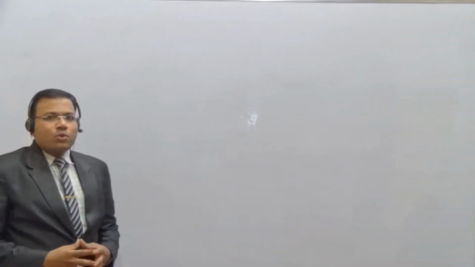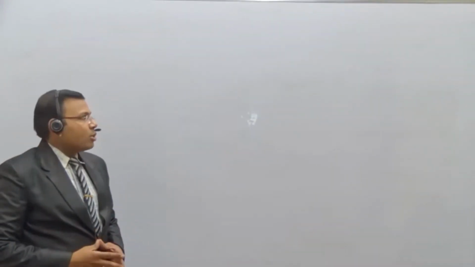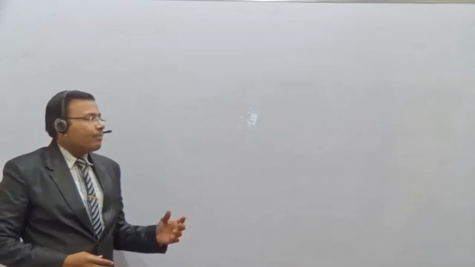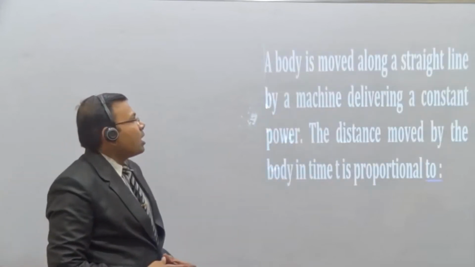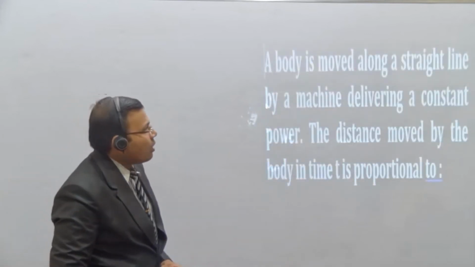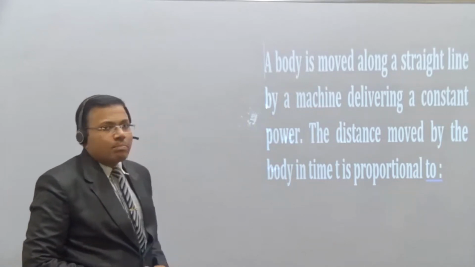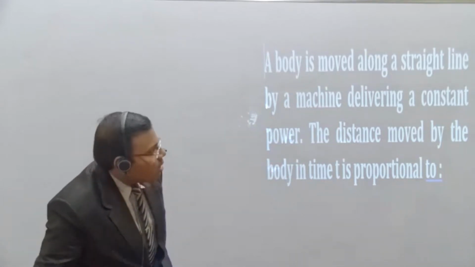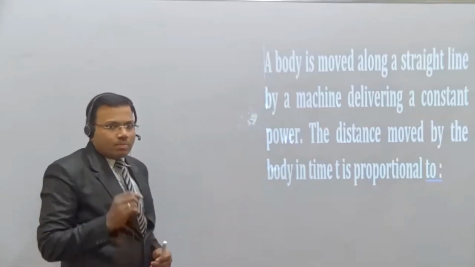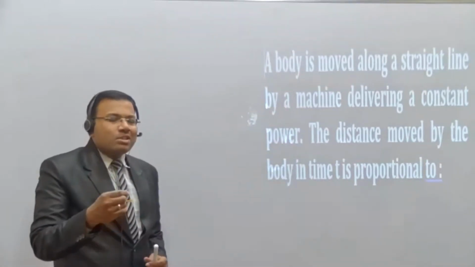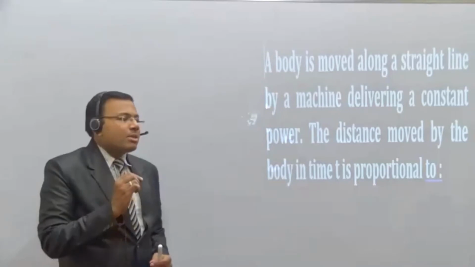Now students, let us move on with the next problem. What is there on the board? Let us see the problem. A body is moved along a straight line by a machine delivering a constant power. You can see here the power is constant. That means it neither increases nor decreases, it remains constant.